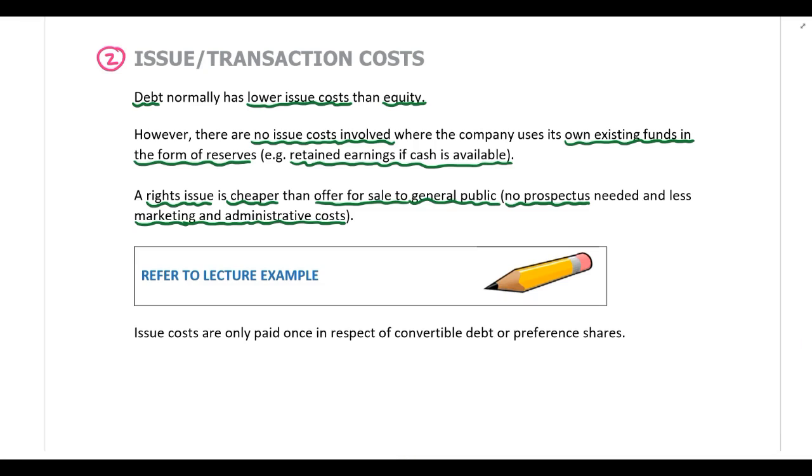Then lastly, under the heading issue or transaction costs, please note that issue costs are only paid once in respect of convertible debt or convertible preference shares. So when you issue the convertible debt or the convertible preference shares for the first time, then the company will incur issue costs, but when they convert into equity, they won't incur those costs again. So they only incur the issue costs once.